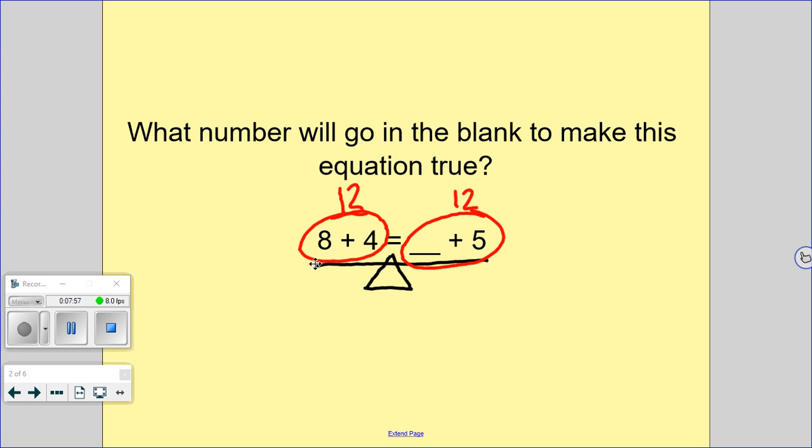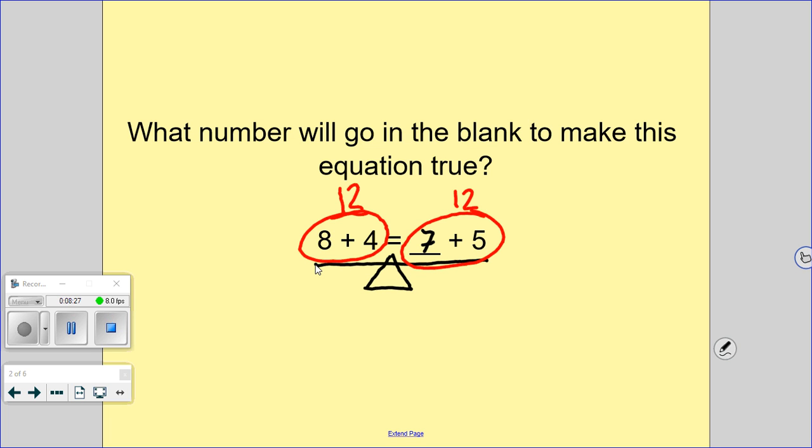Yay! It worked. Is it going to be balanced? Yeah. So 8 plus 4 is worth the same amount as 5 plus 7. 8 plus 4 does not look like 7 plus 5. Those are different numbers. They don't look the same, but they are worth the same.